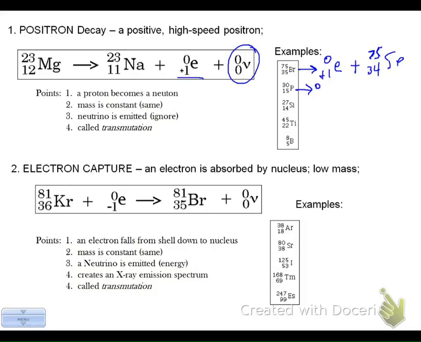At any rate, we'll do a positron, and the other particle will be 30 equals 0 plus, so no change in mass. And then across the bottom, 15 equals 1 plus 14. So we are decreasing the atomic number to make silicon.